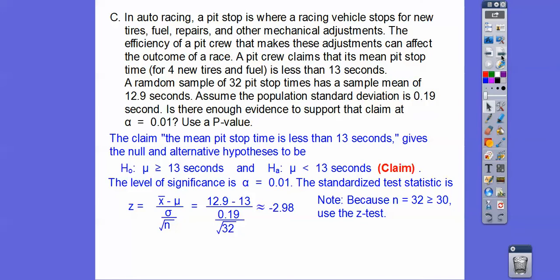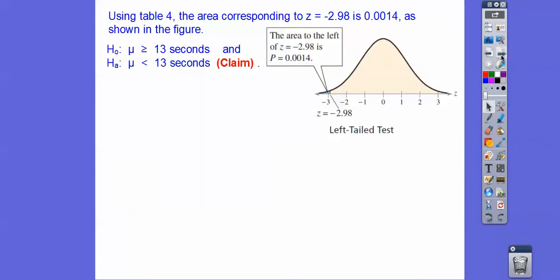We get about negative 2.8. So what we do with that is we go look up on the table z is negative 2.8, and we see there 0.0014. That's the area to the left of our z-score of negative 2.98. So that's our probability right there, 0.0014, okay?